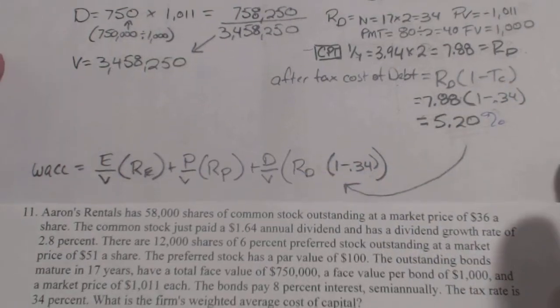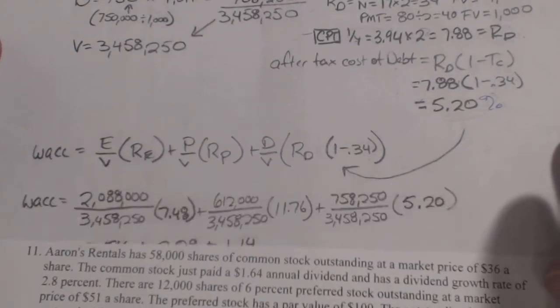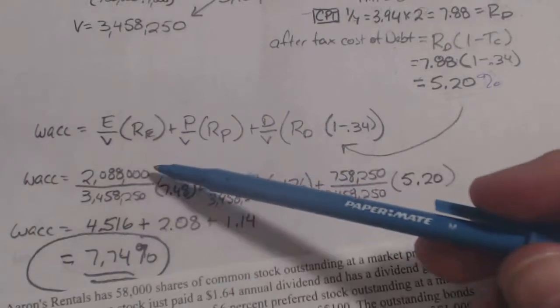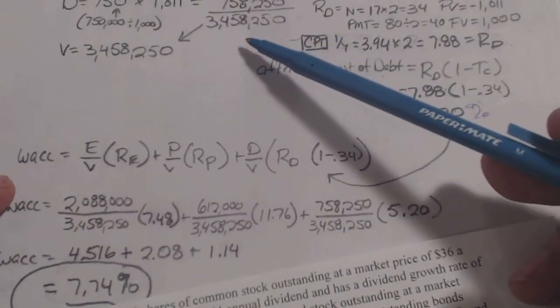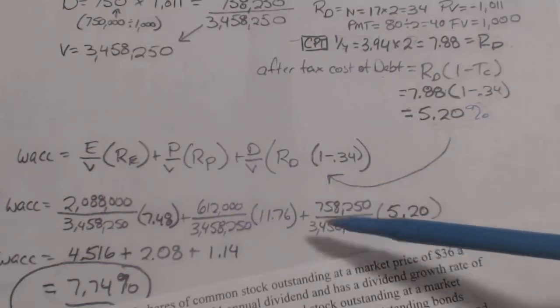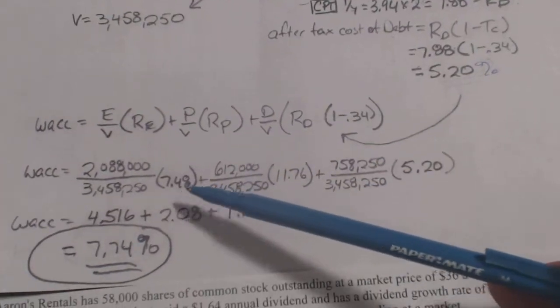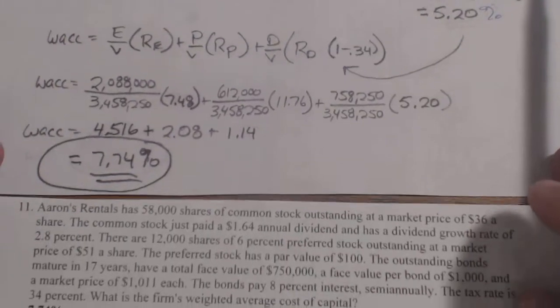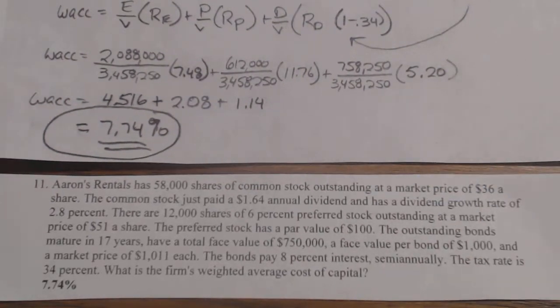So that gives you your cost of debt after tax. You just take the weight of everything, the weight times the return for each one of them, and that gets you the weighted average cost of capital of 7.74%. So that's problem number 11, page 89, Business 342 homework.